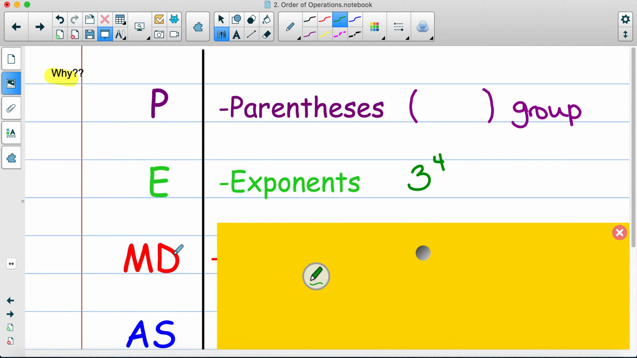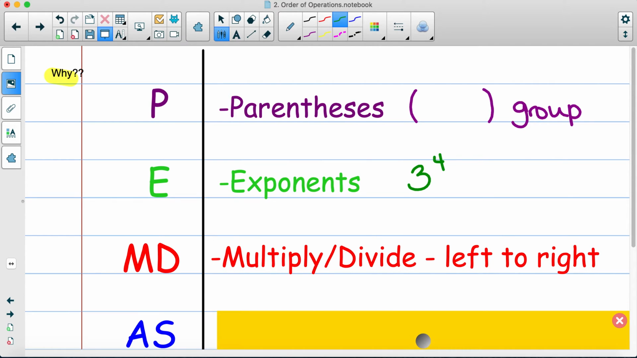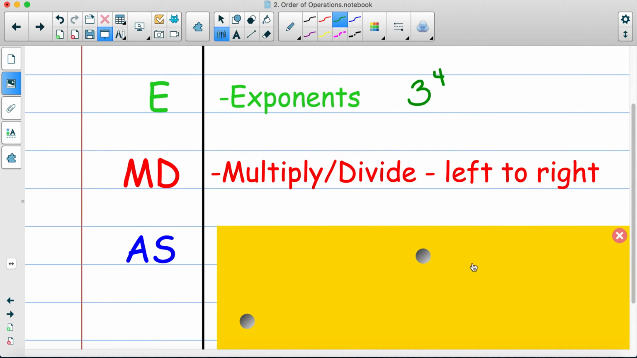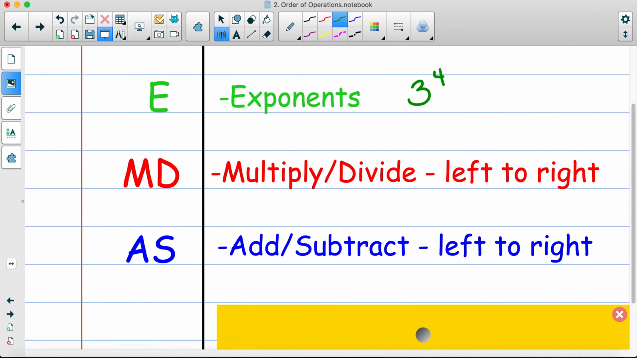M and D, and you'll notice I have them together because multiplying and dividing are equally important. You just go left to right. Some people think multiplying is more important than dividing. That is not true. They are equal, left to right. And then adding and subtracting. Again, they are equal, left to right. Multiplying and dividing is more powerful than adding and subtracting. But adding and subtracting, you just go left to right.